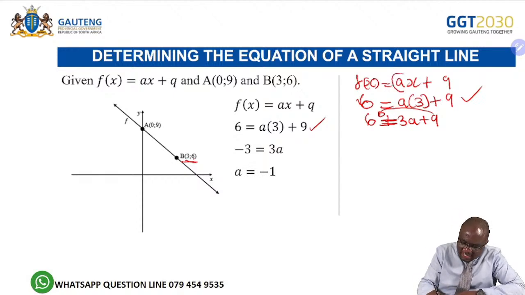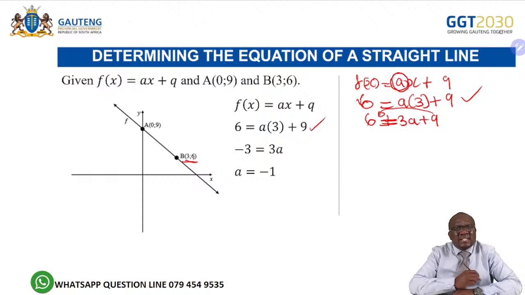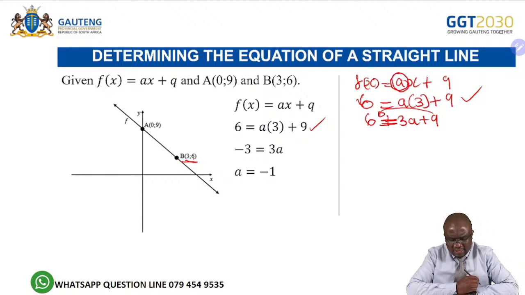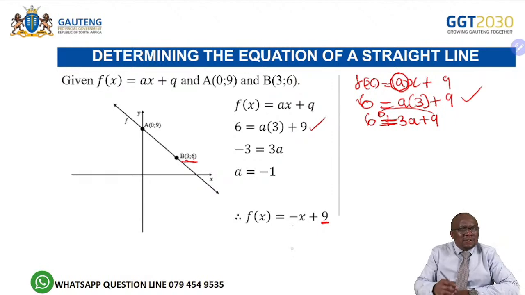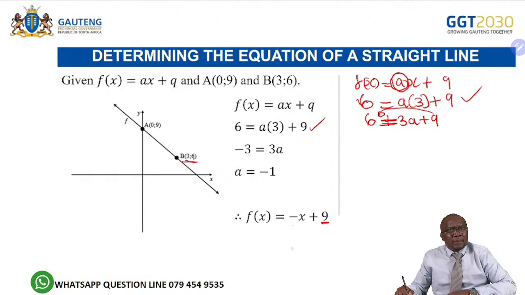So where there's a here, this one, we write negative 1. Do you see that? Then we have our equation. You see, we have our equation. What is the y-intercept? It's 9, the coordinates are 0, 9. And then what is the gradient? Negative 1. Do you see the graph is decreasing?